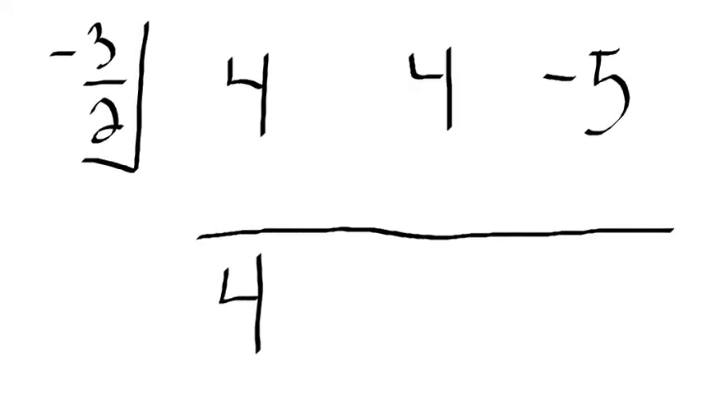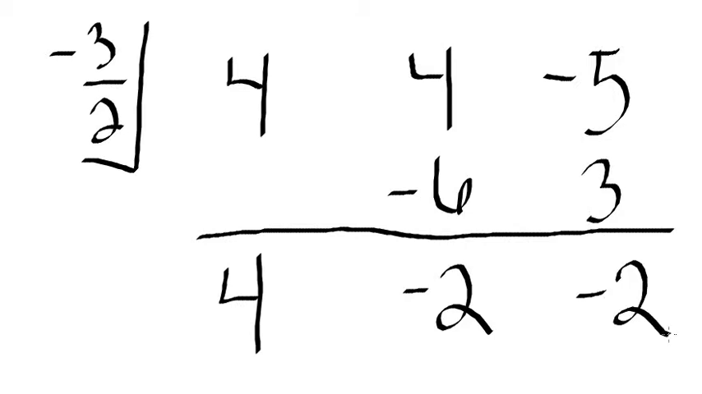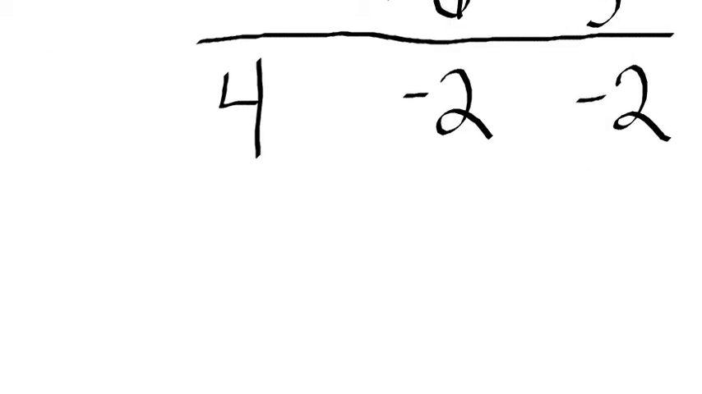We can do that in our mind. Negative 3 halves times 4. 2 goes into 4 two times, that's negative 6. All right, 4 minus 6 is negative 2. Negative 3 halves times negative 2 is going to be a positive 3. And then negative 5 plus 3 is negative 2. Okay, that was pretty quick.